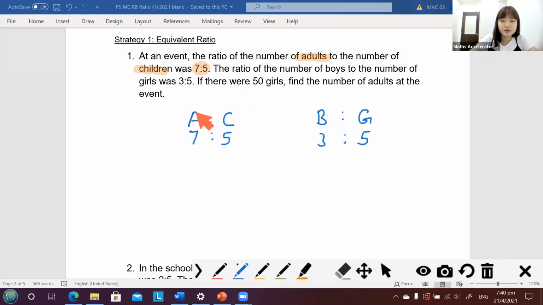Right, so you see this is adults, this is children. All are different. However, can you see the children is made up of boys plus girls? Yeah, children is boys plus girls, right? So that is your repeated identity. To make things easier for ourselves, we add up the boys and girls, so we will have the same identity here. So 5 plus 3, this will be 8.